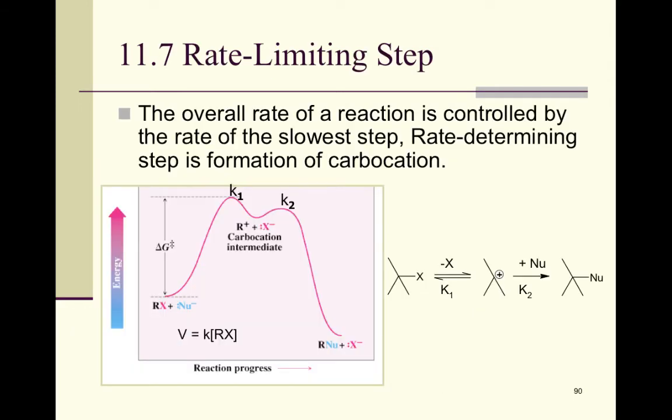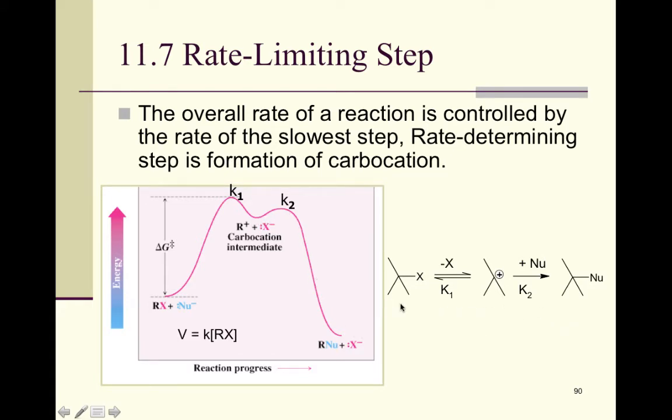So what's our rate limiting step for an SN1 reaction? The overall rate of the reaction is controlled by the rate of the slowest step. That's your rate determining step. And that happens to be the formation of the carbocation. We start off here with our reactants and our nucleophile. Here's delta G. K1 is the first transition state. The carbocation is formed here, so it takes an awful lot of energy to get to this point. The second transition state, after you have our carbocation intermediate, needs a little bit of energy, but it's much quicker.